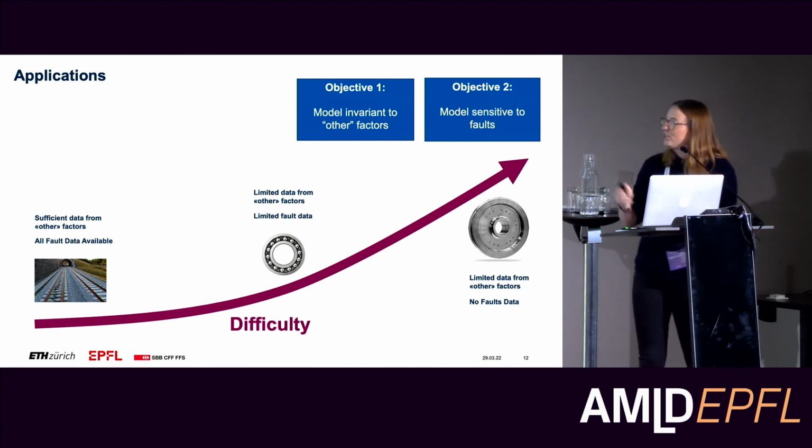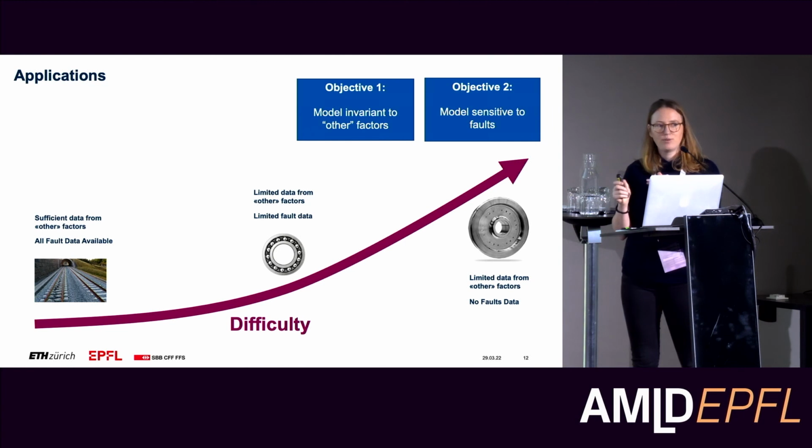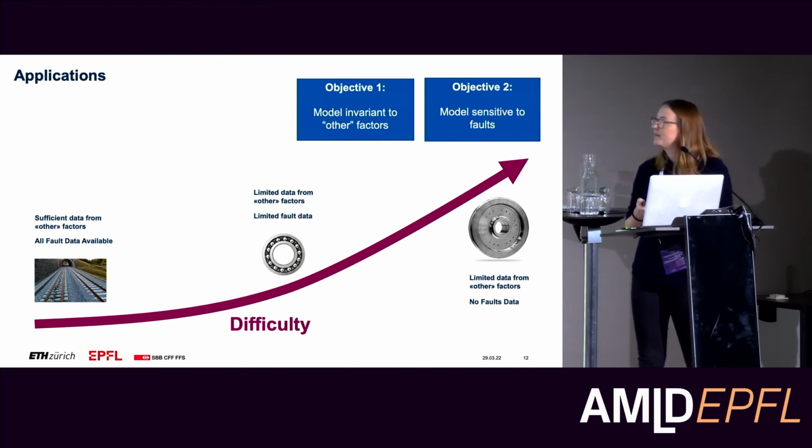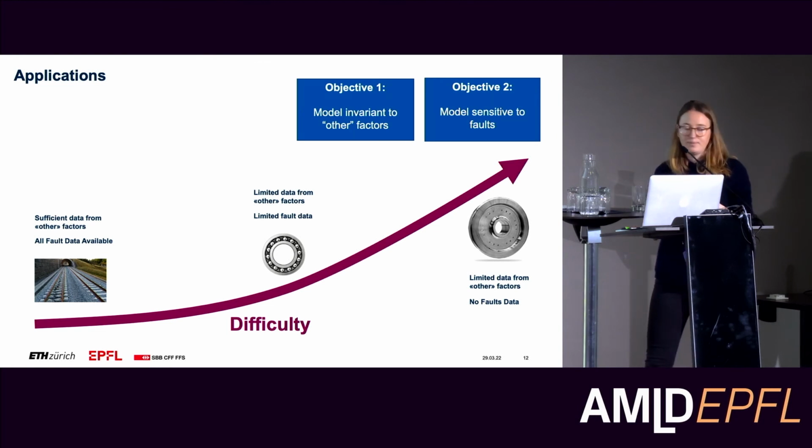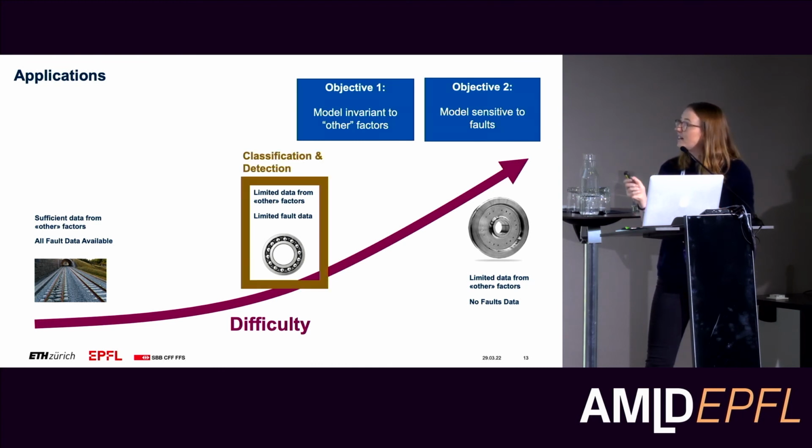But for now, we wanted to increase the difficulty by reducing the data representation. To test that, we used a benchmark data set, because there we could control all of the factors. We did the test on this bearing data set that has 10 different health conditions: healthy, 3 fault types, and 3 severities. And we would do tests with limited data from other factors. So we would just have a subset of all of the operating conditions, and also limited fault data, so we would not include all of the faults that we have.